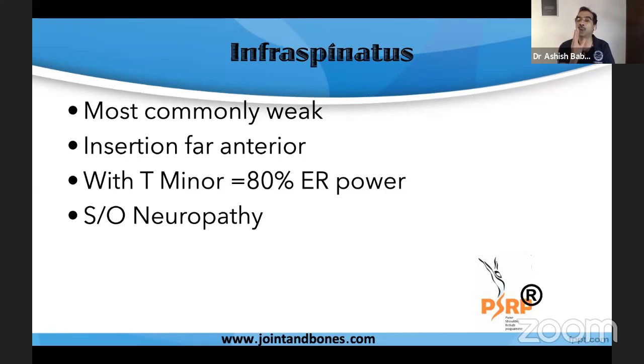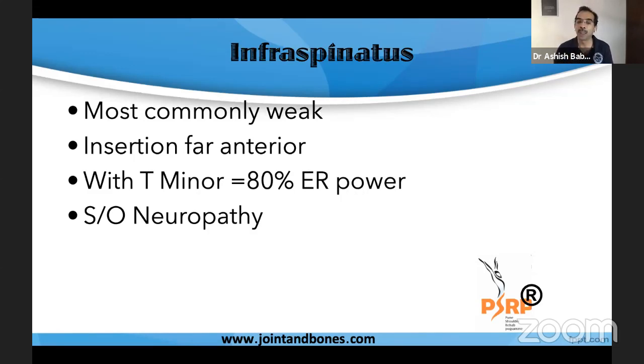Now, this is a very important ratio that we need to use when I talk about force couples. When you look at subscap, it is 1/5 the internal rotation power, because there are 5 large internal rotators that can substitute the subscap. Whereas on external rotation, it is infra with teres minor. And if you have a tear of infraspinatus or you have a neuropathy of teres minor, it can lead to a disaster because they are the main workhorses for external rotation.